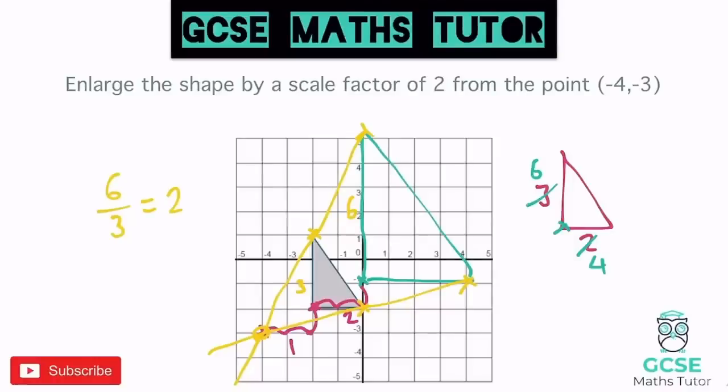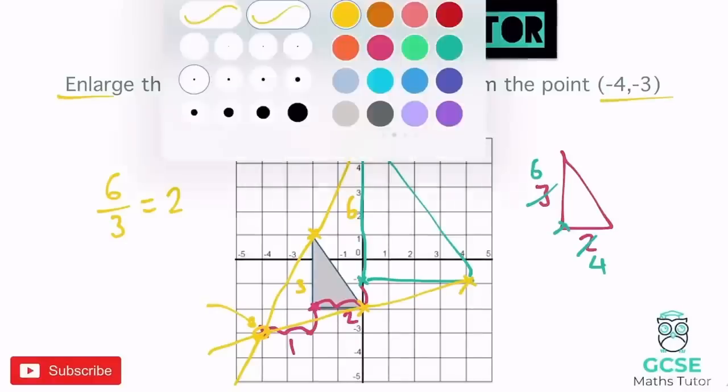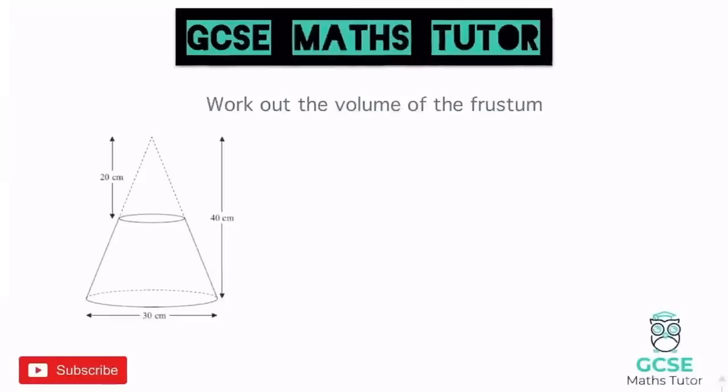So if it was already drawn in, we found our enlargement point, we just say it's an enlargement, a scale factor 2, and from this point down here, just like it did in the question, enlargement, scale factor 2, and from this particular point. Okay, so moving on to some geometry.